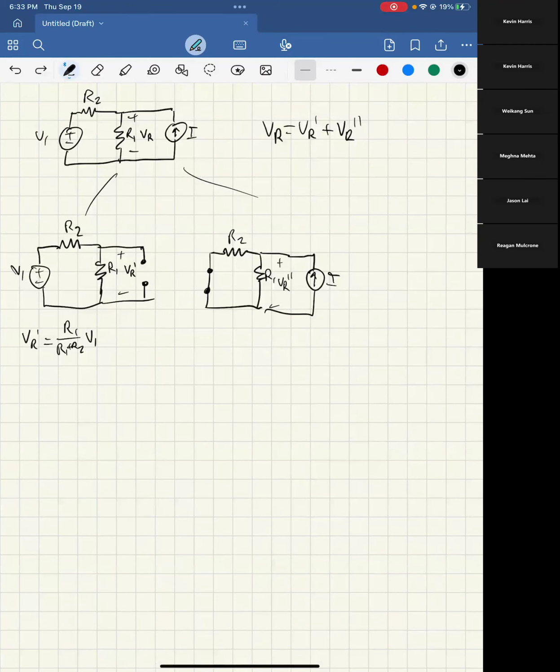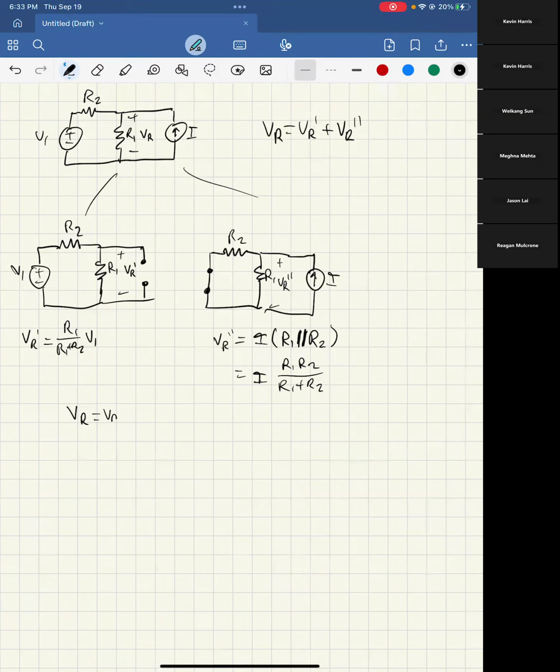So again, for here, the VR'' is going to be just I times R1 in parallel with R2. If you have never seen that notation before, that just means parallel. It's like the same as in geometry, I think. And you could write that out as R1 R2 over R1 plus R2. And then your total VR would be these two added together.